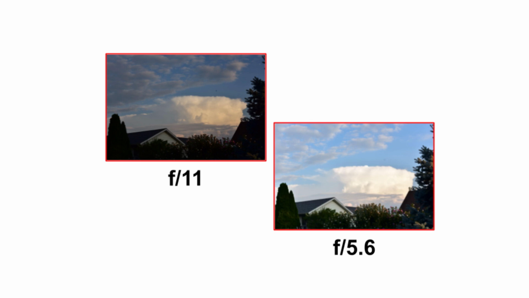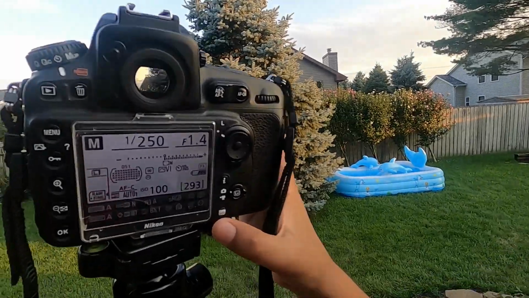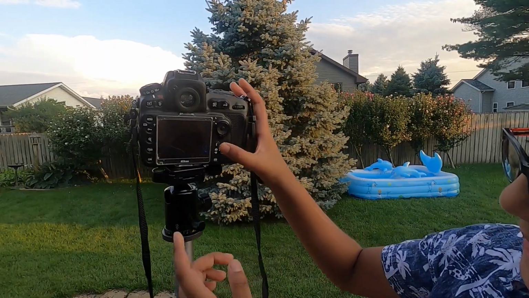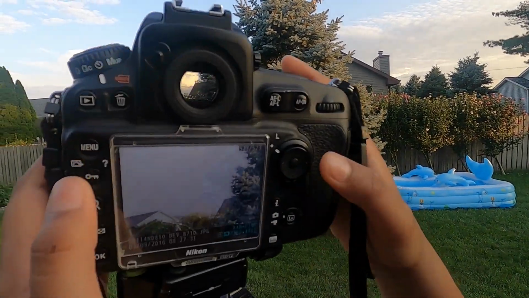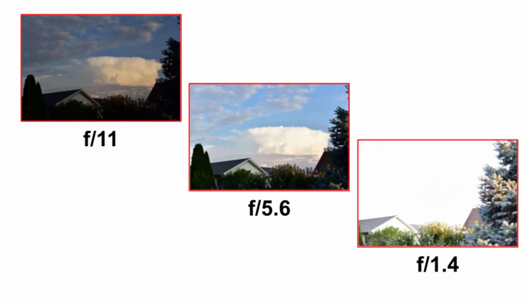Yeah, more light. So we have more light because the hole is bigger. Now we're gonna use the biggest aperture on this lens and see what happens. And the biggest aperture is 1.4, so I've changed the aperture to 1.4. And let's see what happens. As you can see here, you can't even see the clouds at the aperture of 1.4. If we go back, this is 5.6 and this is 11. So this is showing you how you can use aperture to control light.